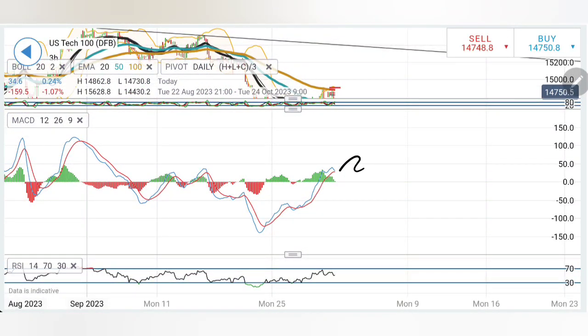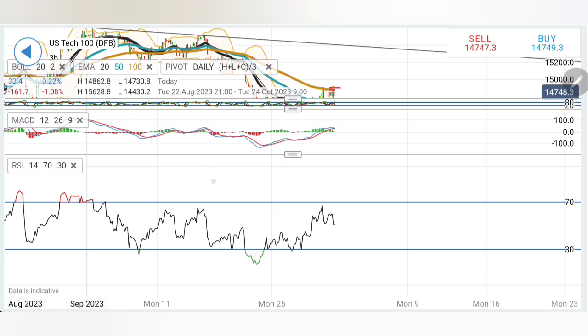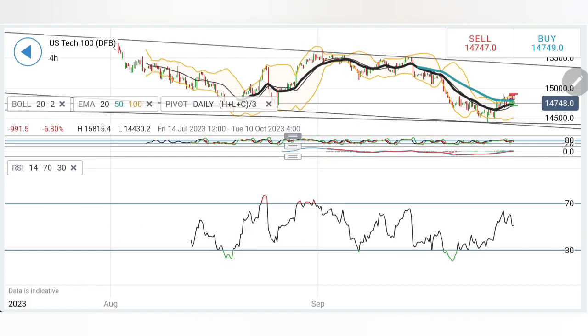Right now it is not yet crossed over, it is just converged, and it may continue to diverge on the upside as well. This probability also exists. RSI looking downwards, trying to stay bearish, coming to 4 hour.